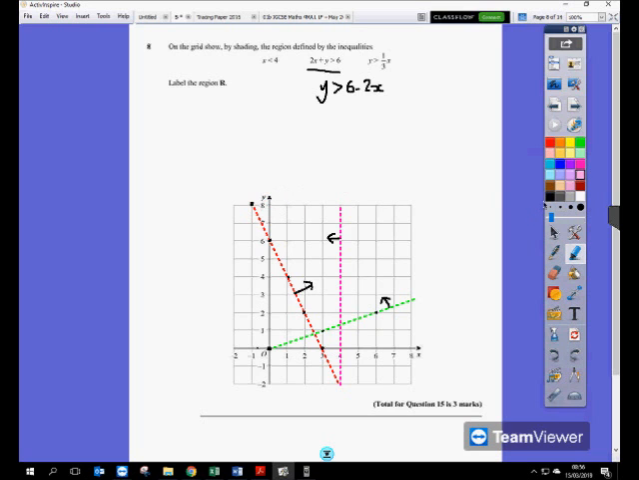So shade this region here. We'll have capital R in there. Okay, and that's fine. Next.